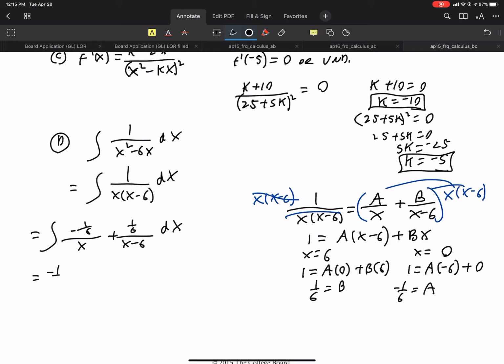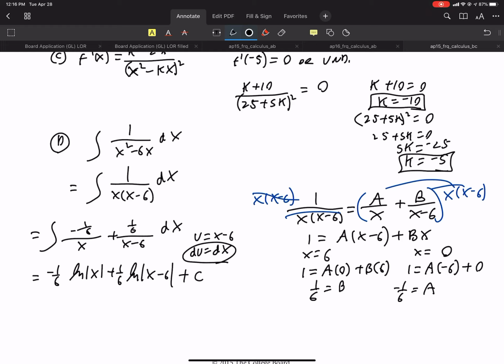Well, negative 1/6 is a constant I pulled out in front. The integral of 1 over x is ln absolute value of x. Now for the next one, I still am going to pull out the 1/6, but you technically need to do u sub, where u equals x minus 6, du equals dx. Since those are the same, I have it already. I don't have to do anything special. It just ends up ln u again, but I replace u with x minus 6, so I end up with this, plus a c.